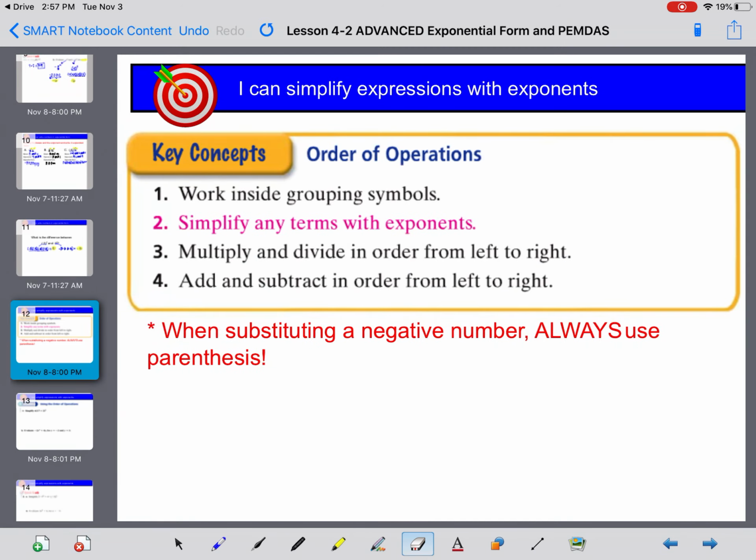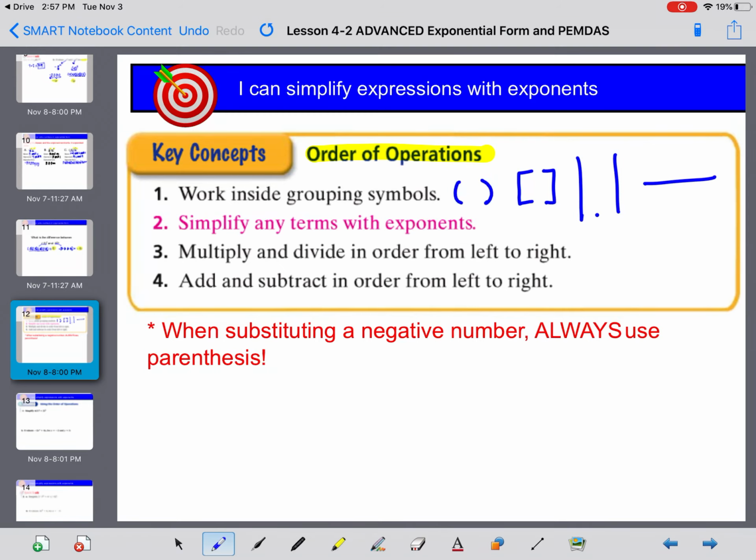Now, what does this mean for us? Well, we've talked about order of operations already this year, and we worked with grouping symbols, including parentheses, and we worked with brackets, and we worked with absolute value signs, and we worked with a long fraction bar. All of those were grouping symbols. We skipped over the one where there were any terms with exponents, but not anymore.